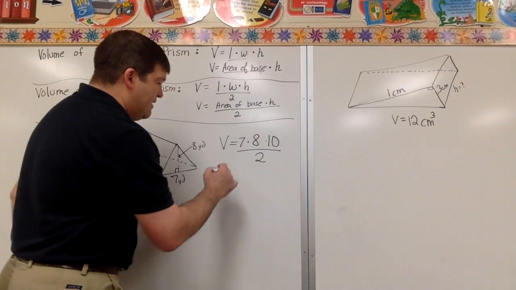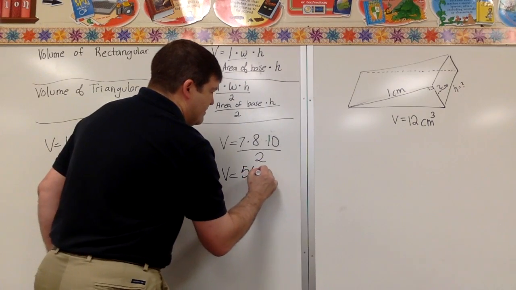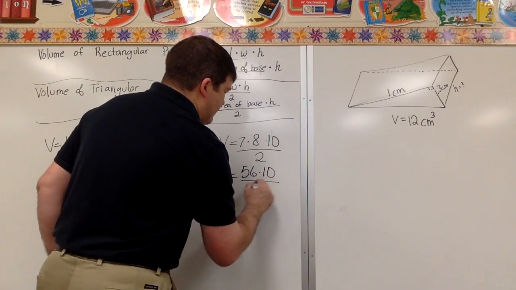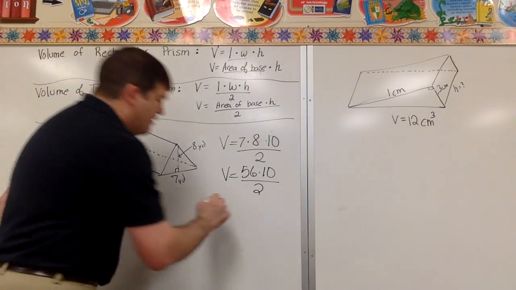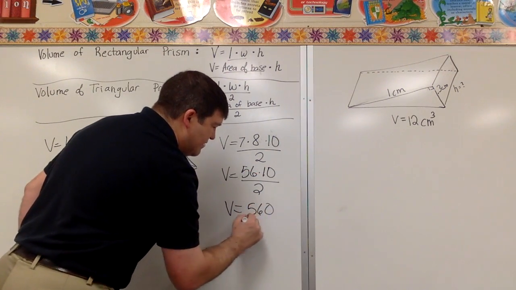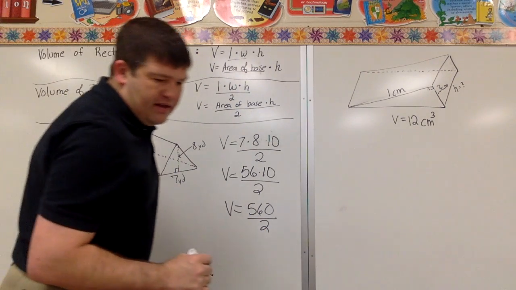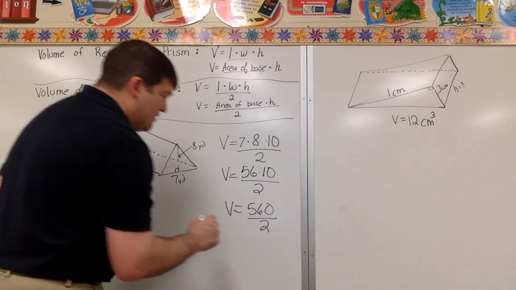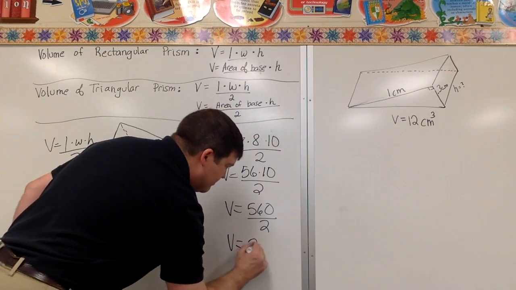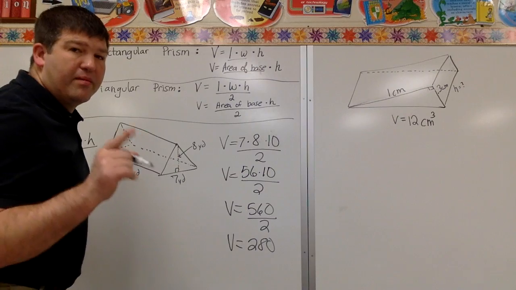7 times 8, volume equals, I know that's 56, times 10 divided by 2. Now I do another thing. 56 times 10, I know it's 560 divided by 2. And then I know that 560 divided by 2, volume equals 280. Okay? So I get my volume equals 280, but I'm not quite done.